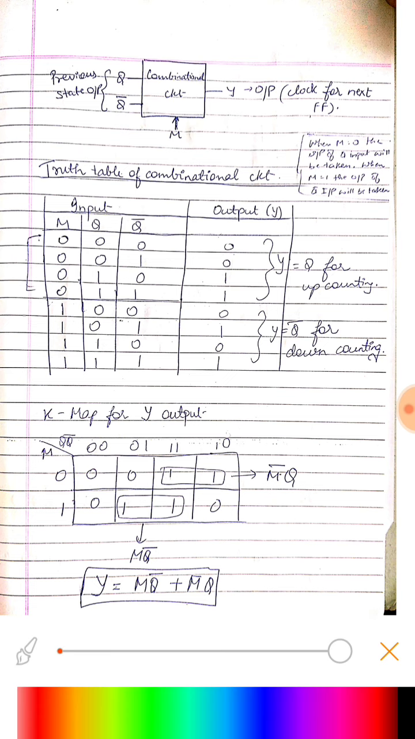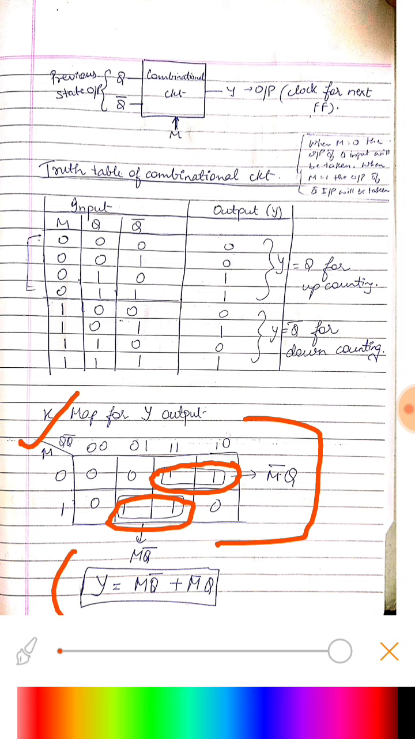For Y we need 3 inputs, so we need an 8 cell K map. Where the value of Y is high, we put 1 in these cells and pair them to find the logical expression, which comes out to be this one, that is Y equals M Q bar plus M bar Q.